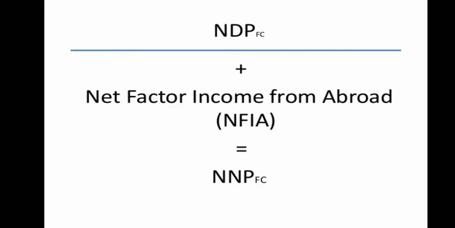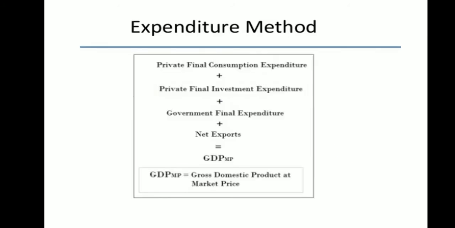Now, to calculate national income, adding COE plus OS plus MI, what you get is NDPFC. Adding net factor income from abroad, the result is NNPFC, that is national product at factor cost or national income.